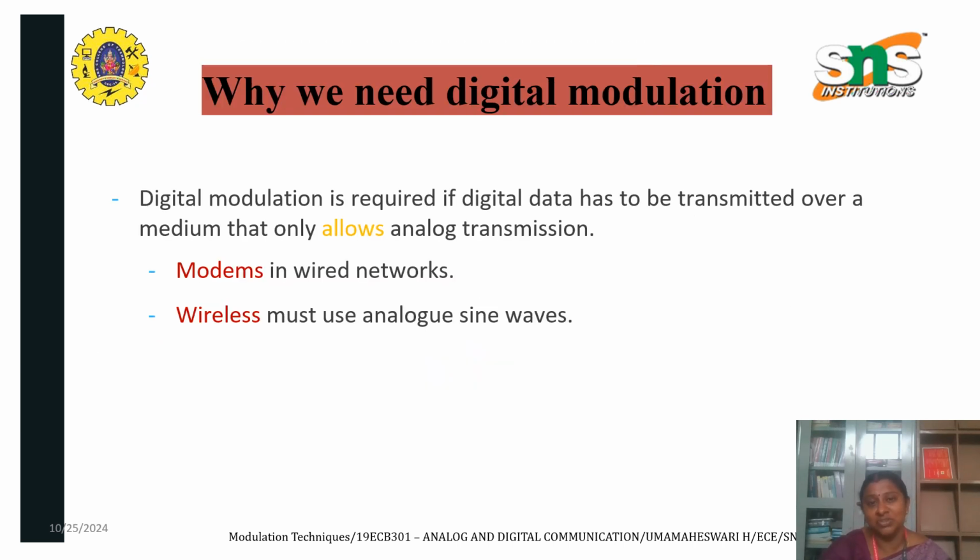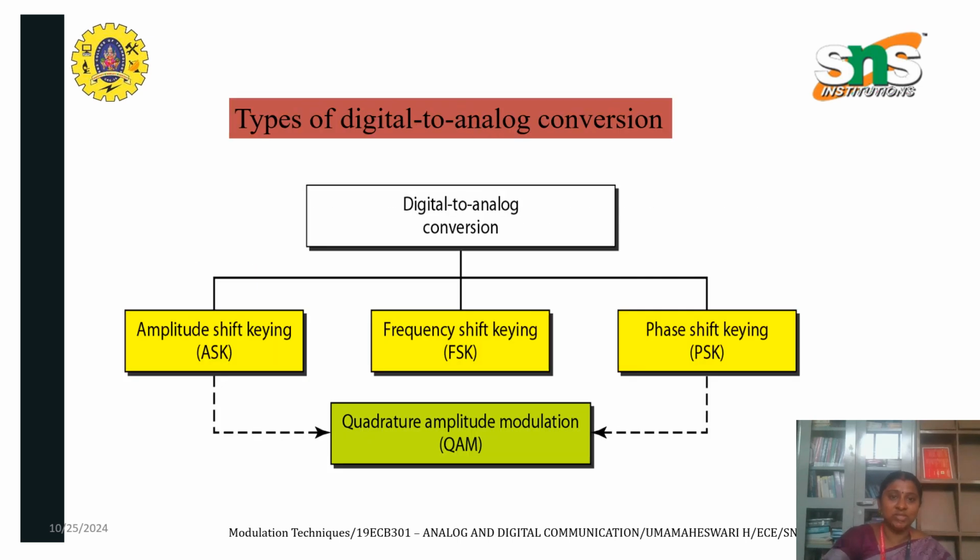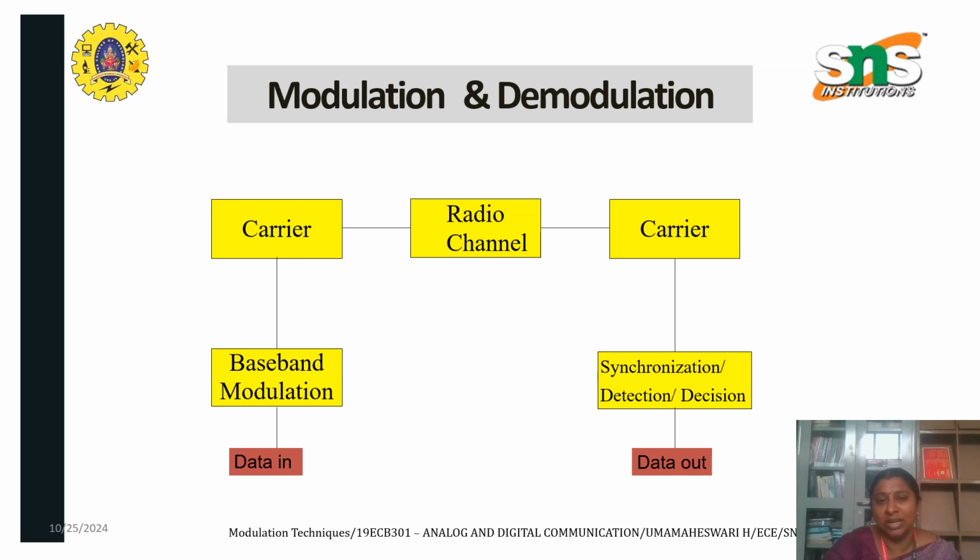Why do we need digital modulation? Digital modulation is required if the digital data has to be transmitted over a medium that allows analog transmission. Modems and wired and wireless networks must use analog sine waves. These are the types of digital to analog conversion. Finally, the amplitude and the phase shift keying combined is called quadrature amplitude modulation.